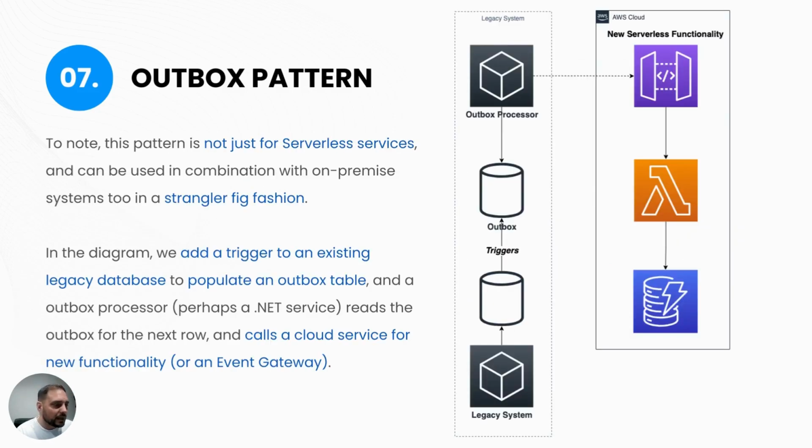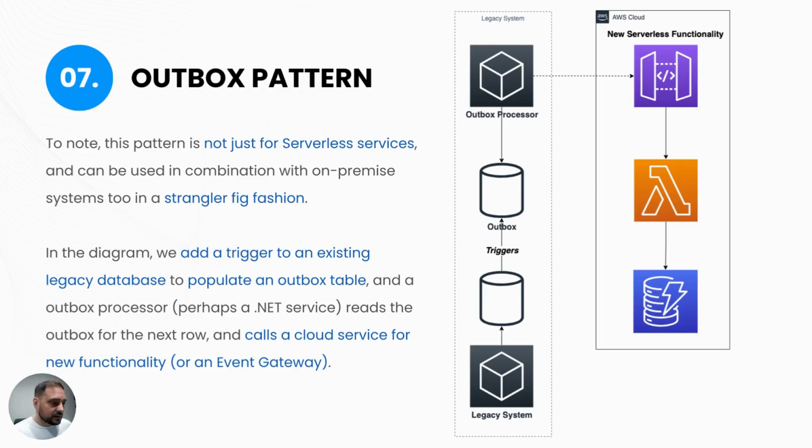Now, this pattern's been around way before serverless, so we can actually use this with our legacy applications if we're doing some kind of modernization. In this example, we've got a legacy application writing into its own data store. We introduce triggers off the back of this, that's the CDC part, and we write to another table, and that table is the outbox. Then we can have a processor, it could be a .NET service or Java service, that's reading the outbox. So we will never lose these domain events. And we can then hit an HTTPS endpoint, which in this instance is a new serverless function, so some kind of new functionality in the cloud.